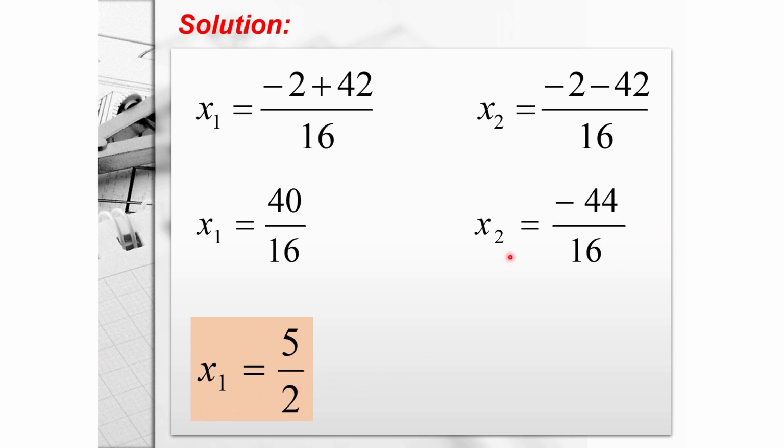Next, in x sub 2, negative 2 minus 42 is negative 44 divided by 16. Again, we cannot divide exactly the negative 44 by 16, so just get the lowest term by dividing the numerator and denominator by the GCF. So the greatest common factor is 4. Negative 44 divided by 4 is negative 11, and 16 divided by 4 is 4. So, x sub 2 is equal to negative 11 over 4. So, these are the roots of the given quadratic equation.